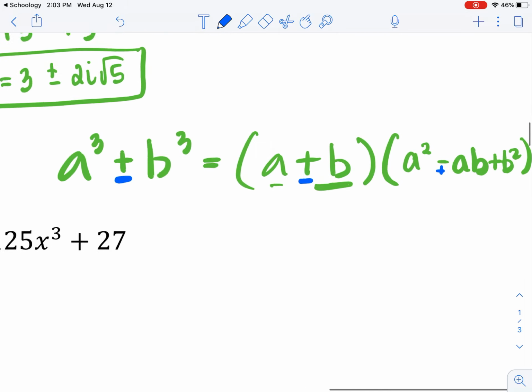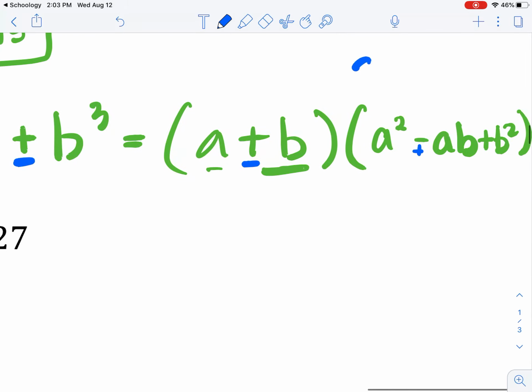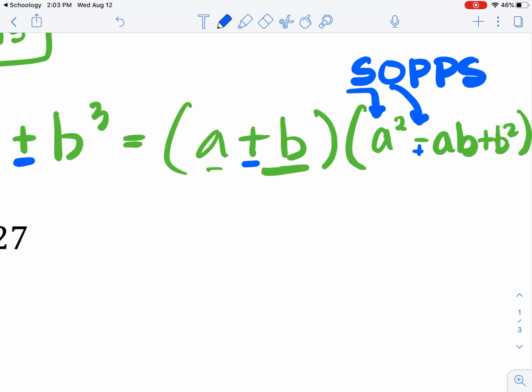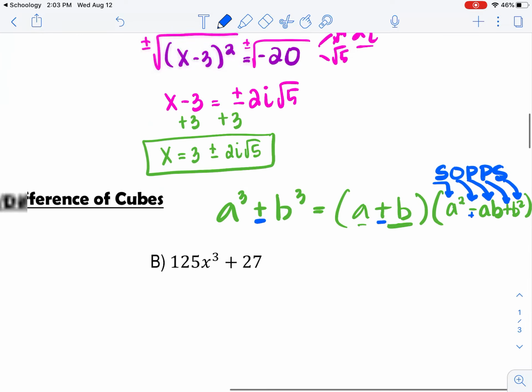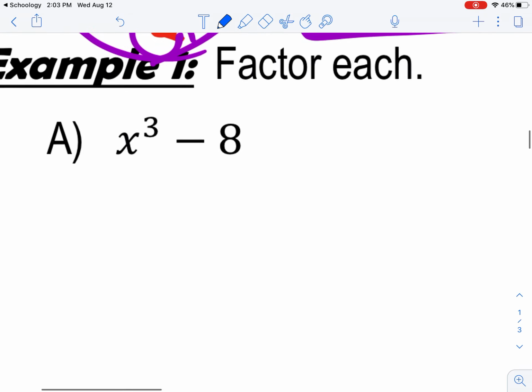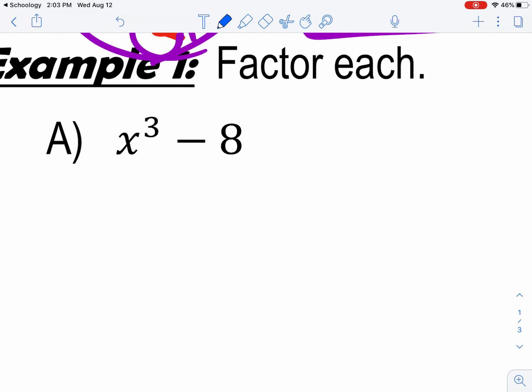Here's a mnemonic device to help you remember this. Because if you're like, oh, what do you do? S-O-P-P-S, SOPs. Square, opposite, product, this P is for a plus sign, and then square the last. Okay, so let's try this.